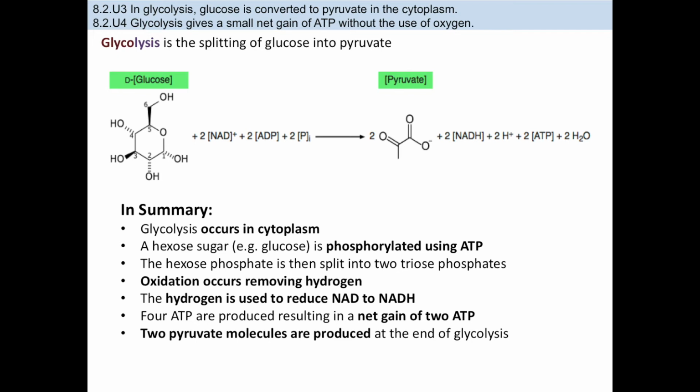You want to draw this diagram too. So glucose plus 2 NAD plus that's reduced, and then 2 ADP plus P forms 2 NADH, and you have 2 net gain of ATP right here. At the same time, you have pyruvate.